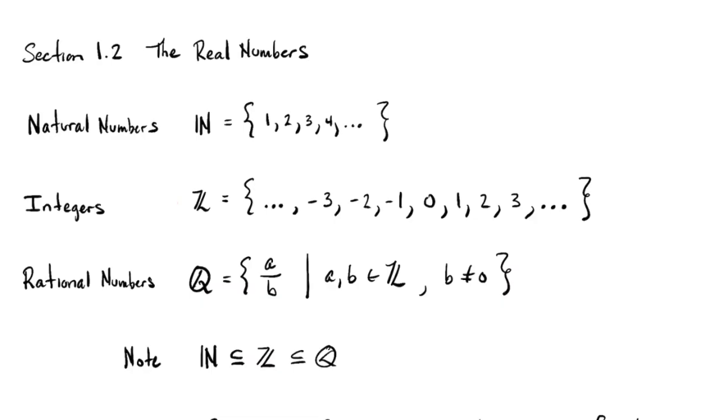And they also all have a notion of order, right? Given two natural numbers, you can decide if one is bigger than the other, or bigger than or equal to the other. Same for the integers, same for the rational numbers. In fact, these sets live inside of each other. Every natural number is an integer by definition.